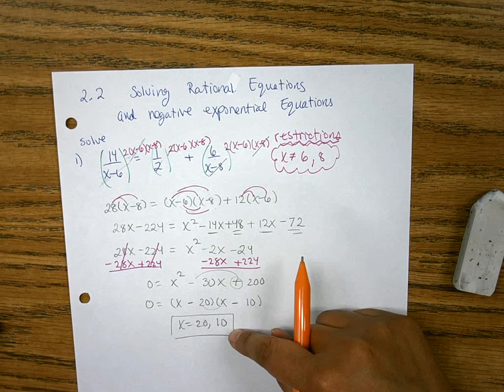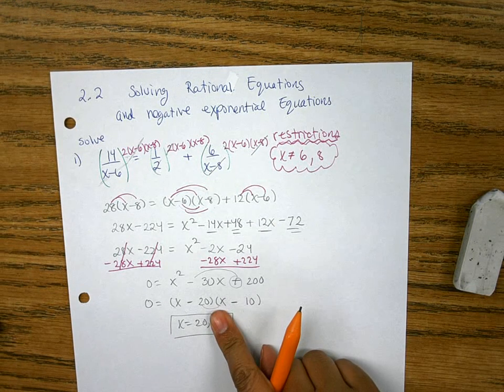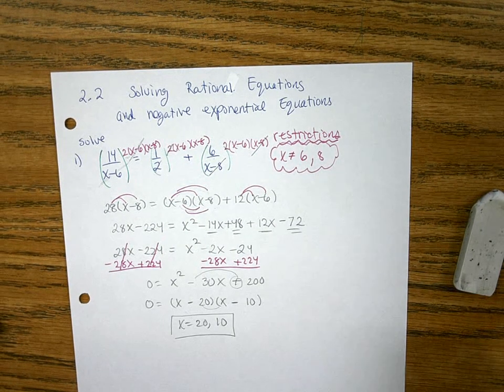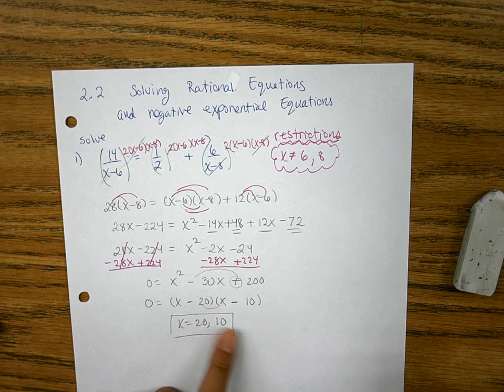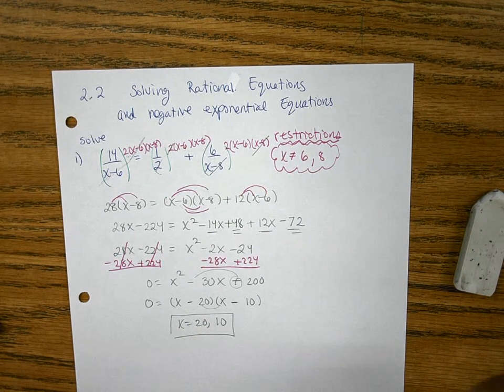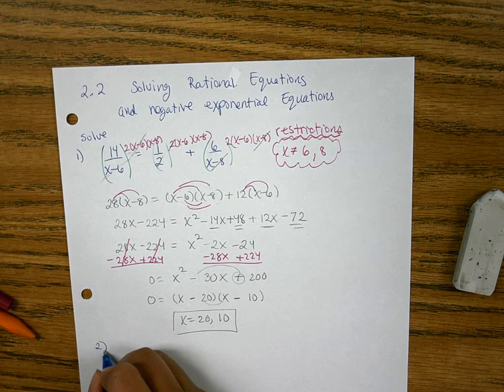In this case, we're good, because the restrictions weren't part of my answer, so both answers are okay. If 10 was one of my restrictions, I'd say my answer is only 20. If 20 was one of my restrictions, then I'd say my answer is only 10. If these were both my restrictions, then I would say no real solution.